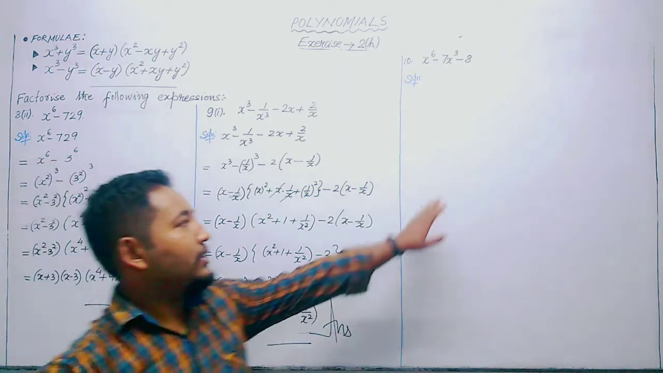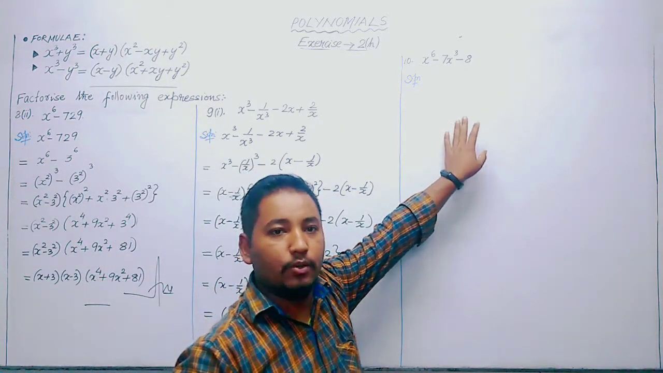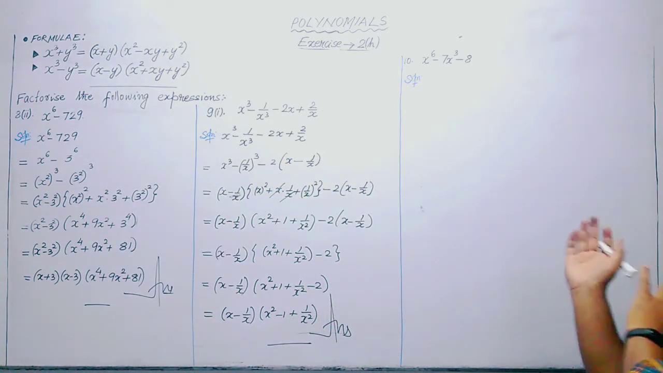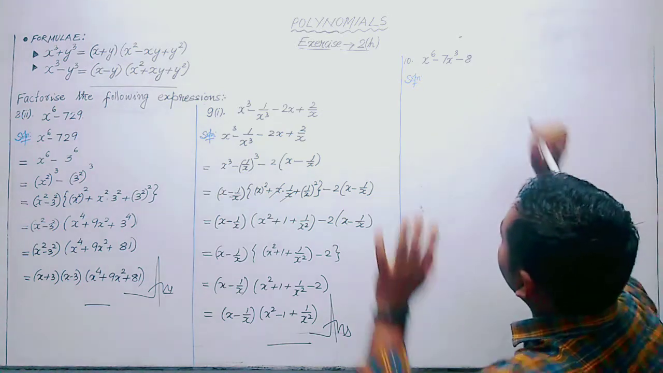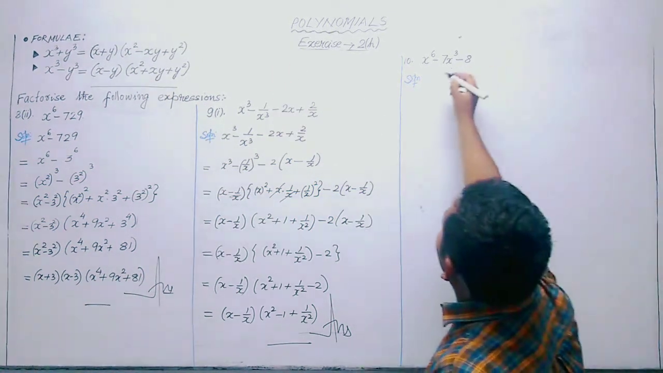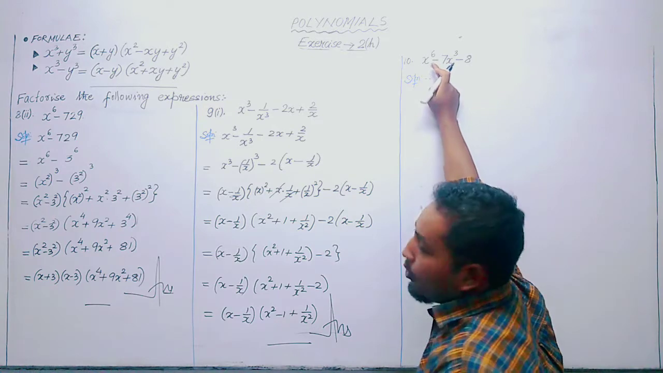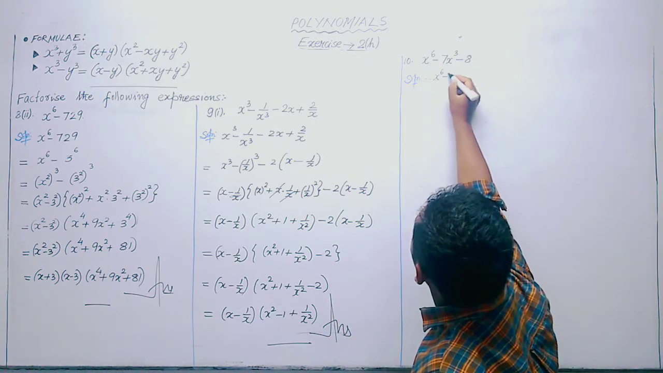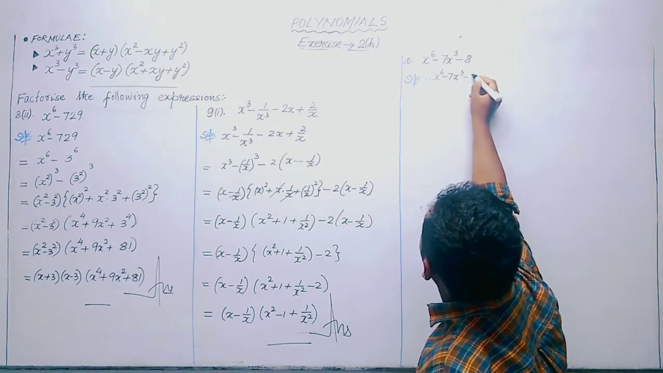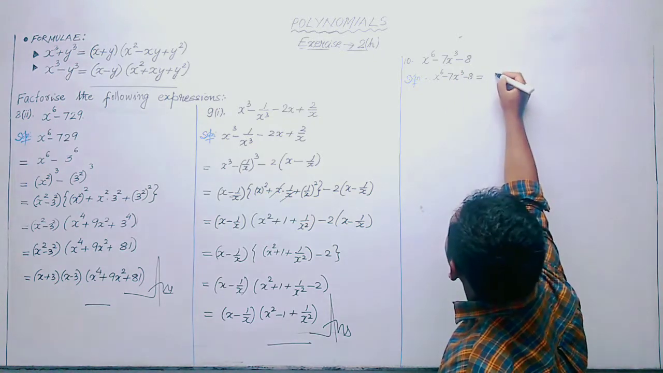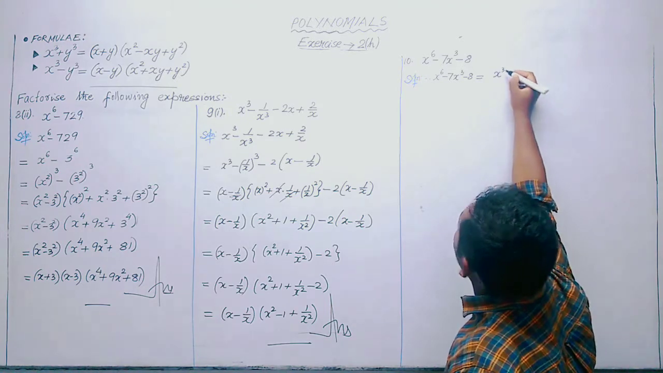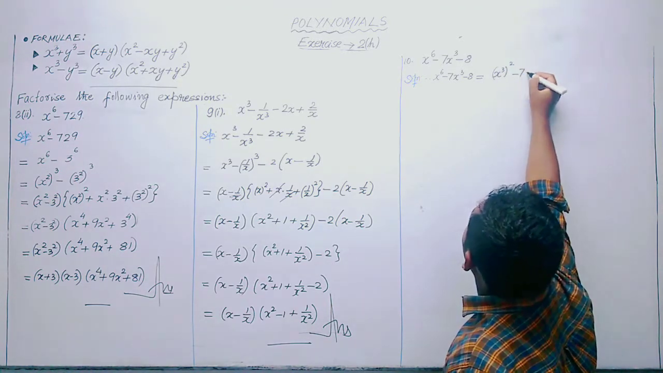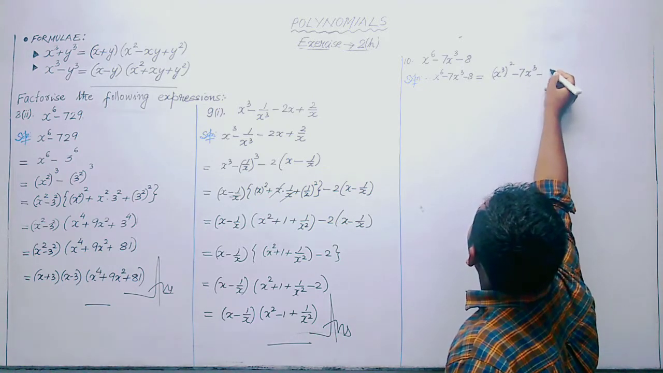Now let us do the last question of this exercise. This question is quite different from the previous question, but that's why let us do this. The last question: I can write down x to the power 6 minus 7x cube minus 8 as (x cube) whole to the power square minus 7x cube minus 8.